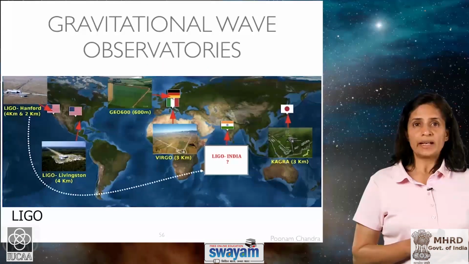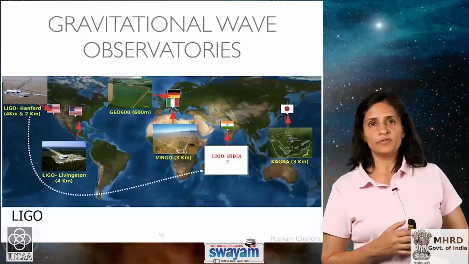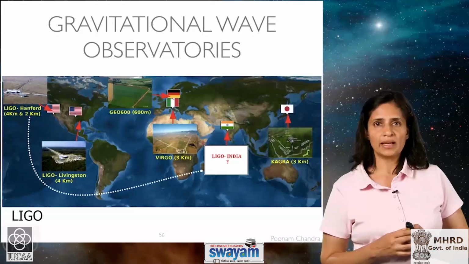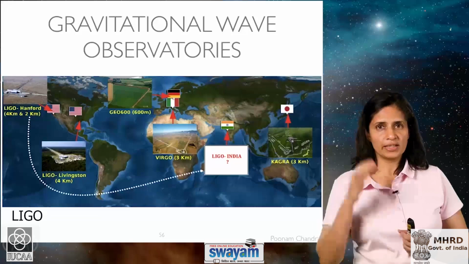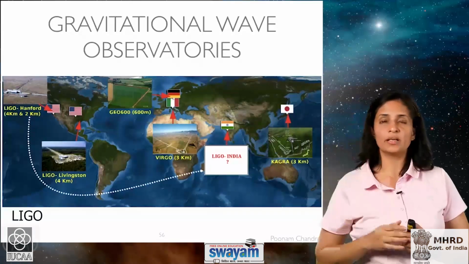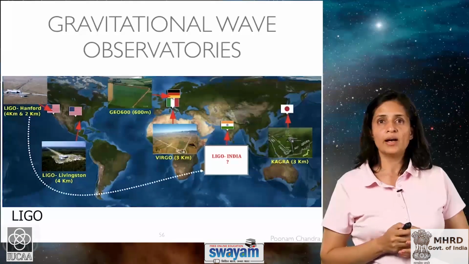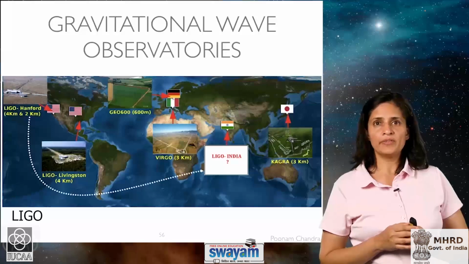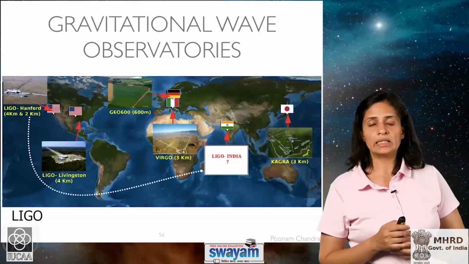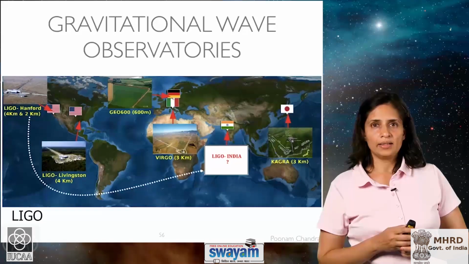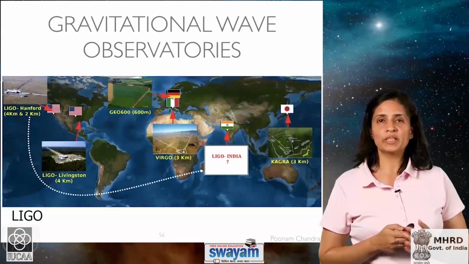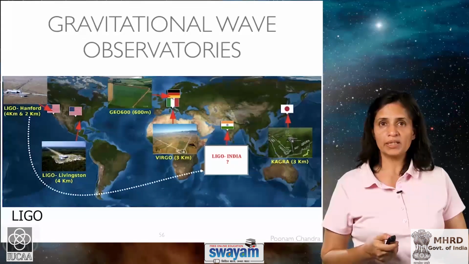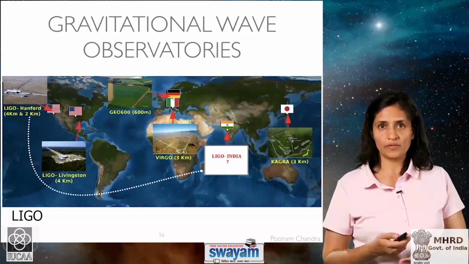Another good news is that right now the gravitational wave interferometers are in the US and in Virgo, which is an Italy and Germany collaboration, and one is coming in Japan, which is KAGRA. However, there is a proposal for having a gravitational wave interferometer in India also, and the astronomers working in this field are looking forward to it, and this is the time to get into the research of gravitational waves.